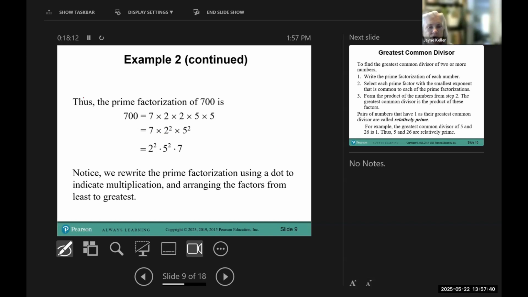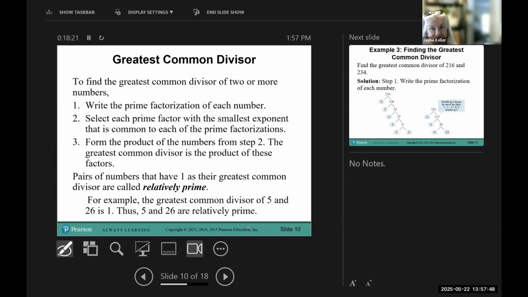And why is this helpful? One of the reasons it's helpful is that it helps me to find what we call a greatest common divisor. Again, really useful when I'm working with fractions. If I have two numbers and I'm looking for the biggest number that divides evenly into both of them without any remainder, what we call the greatest common divisor, I can do that by writing out the prime factorizations.